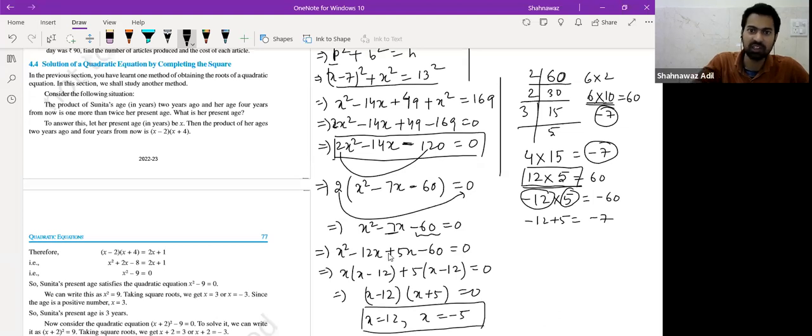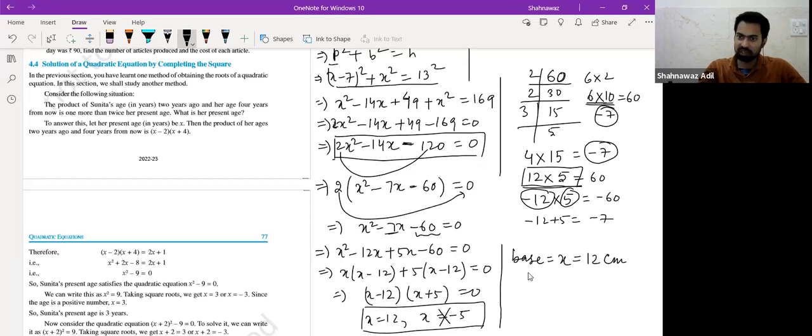You know that length can't be negative, right? Yes, sir. So this is not the solution. So the base would be how much? Which is x, which is 12 centimeter. Right, base is 12 centimeter and altitude, which is perpendicular, is how much?